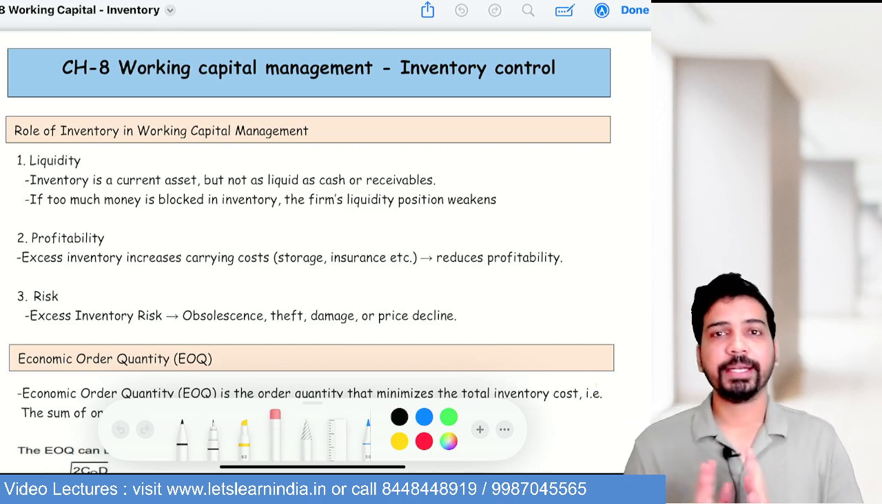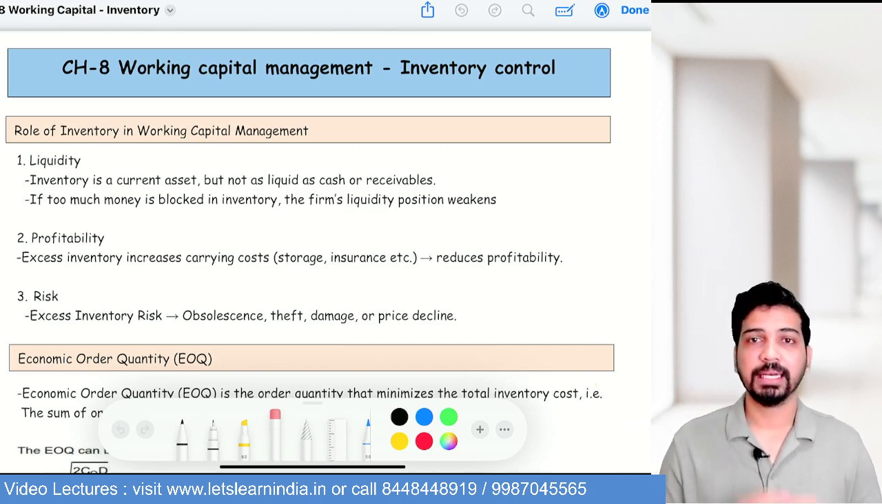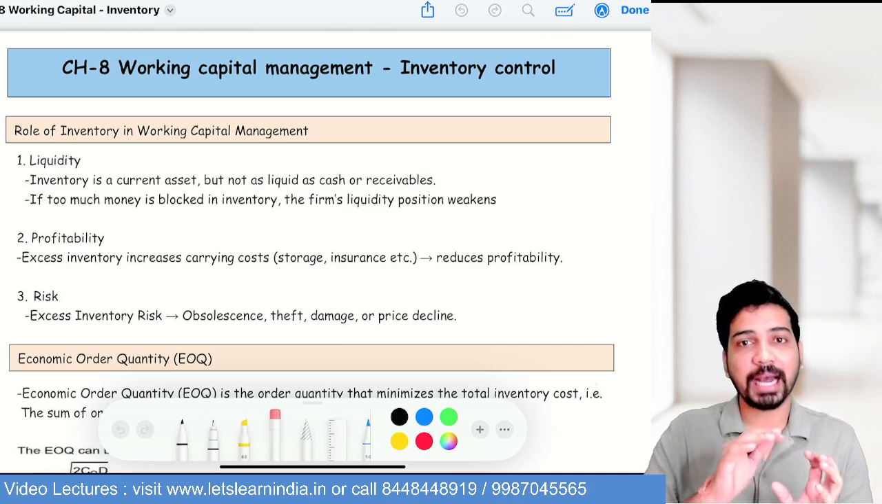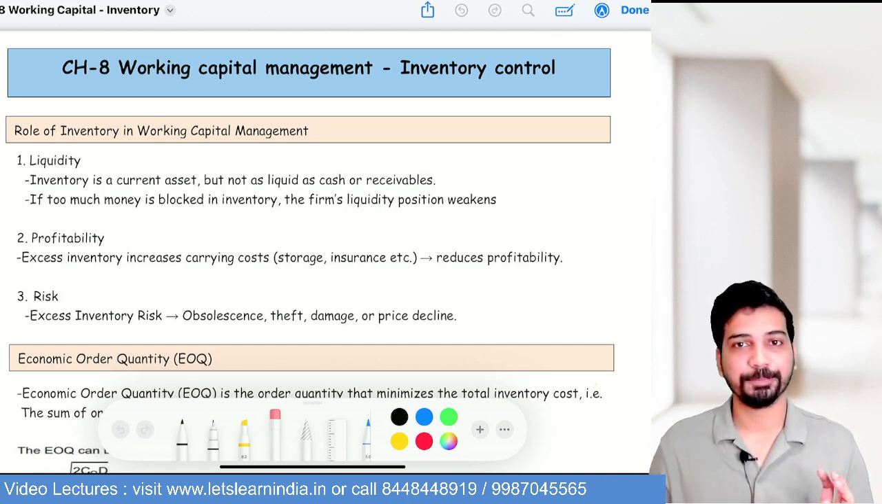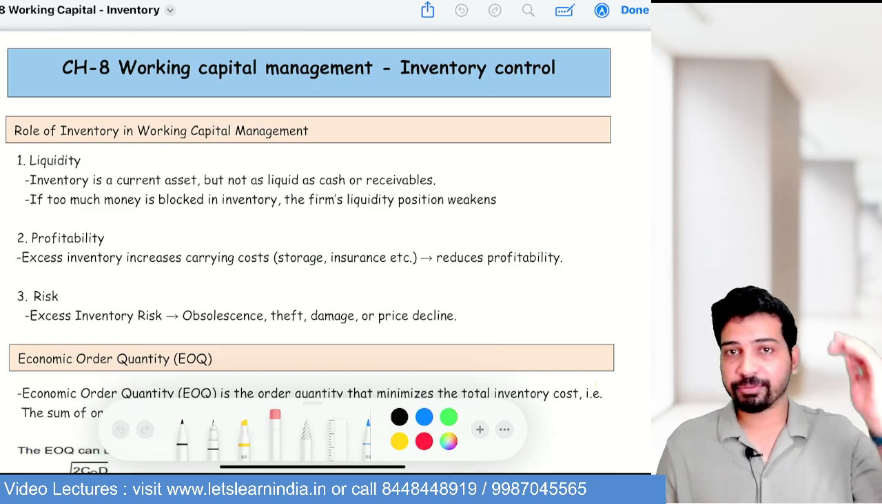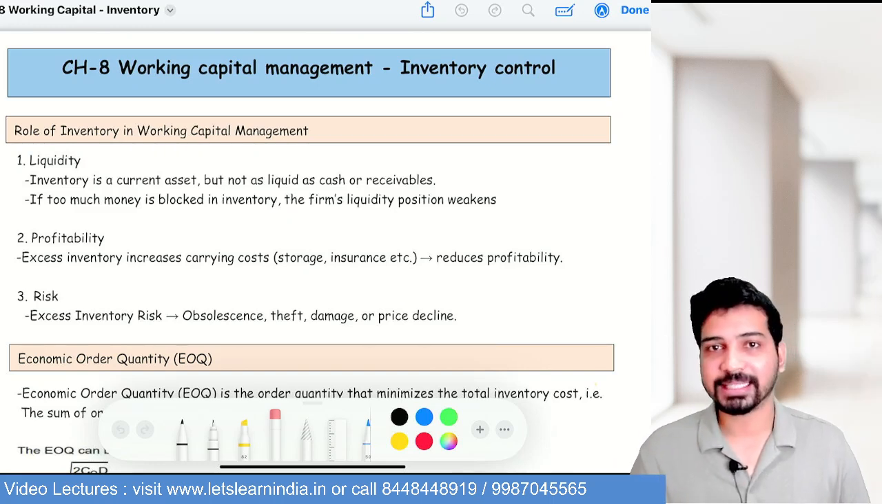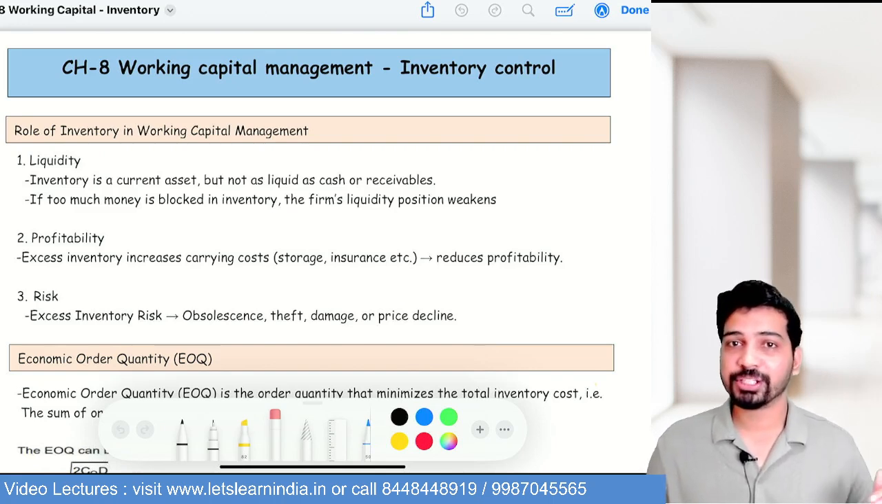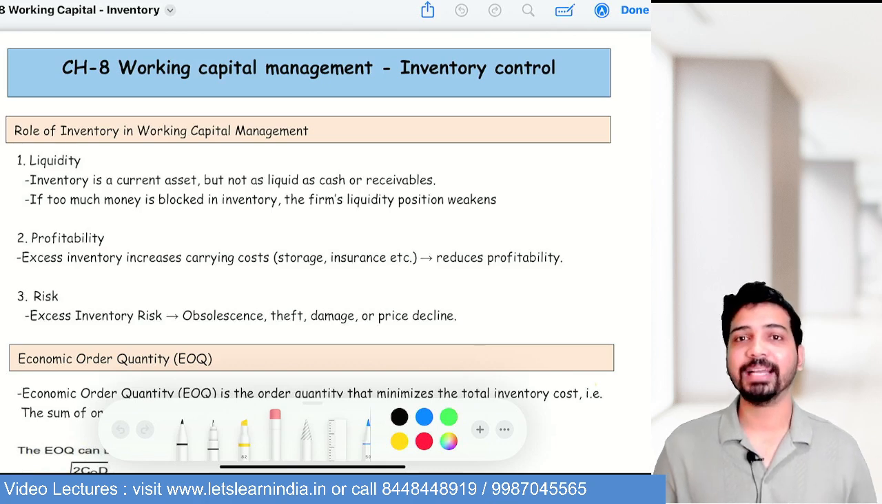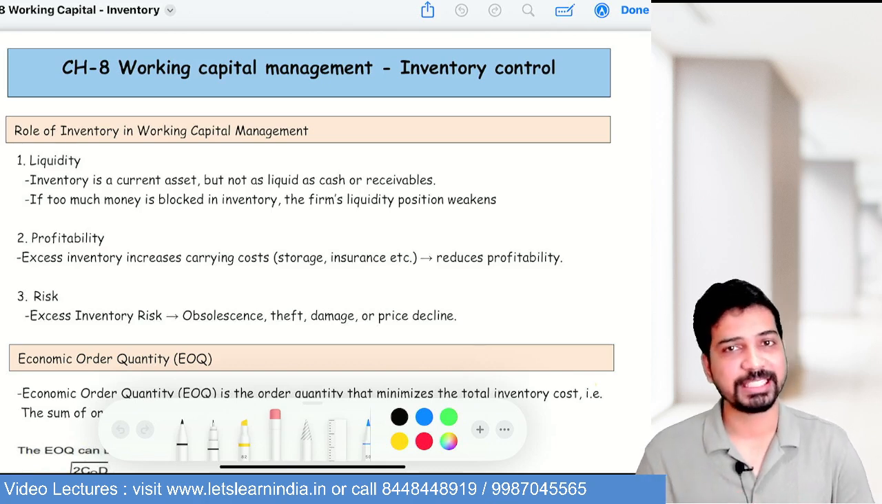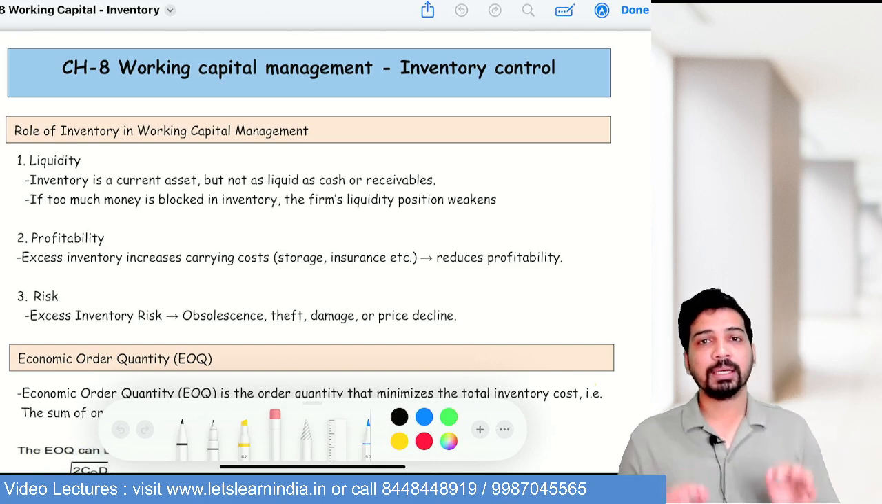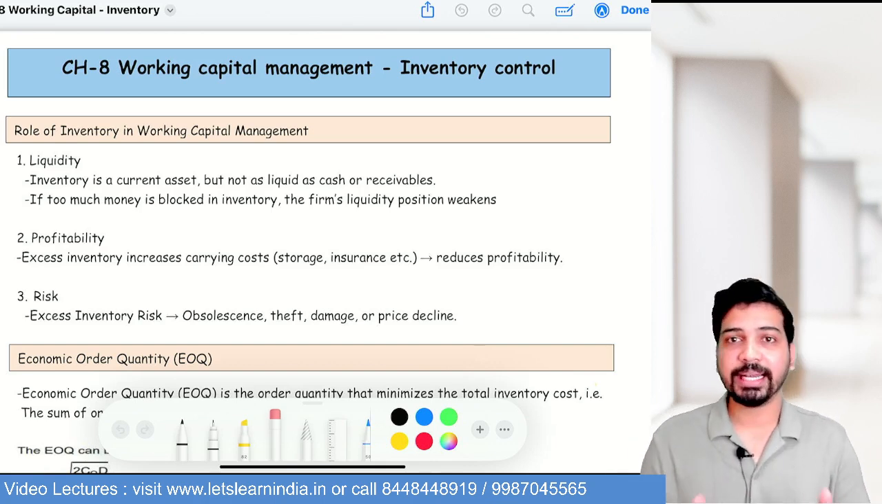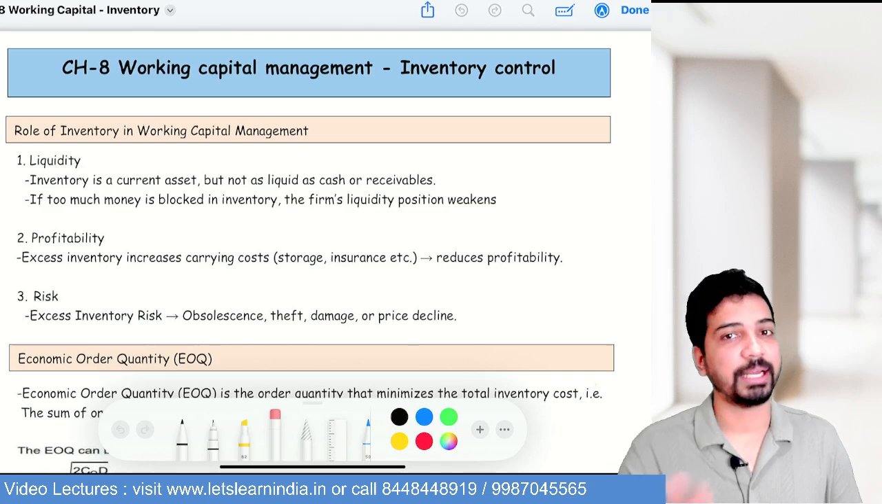First being liquidity. Now what is liquidity? Liquidity is how fast an asset is convertible into cash. If I have to list down, the most liquid asset in a company is cash, then your bank balance, then your accounts receivable, then your inventory, and the least liquid being fixed assets. Now, inventory is a current asset, but it also takes time to sell.